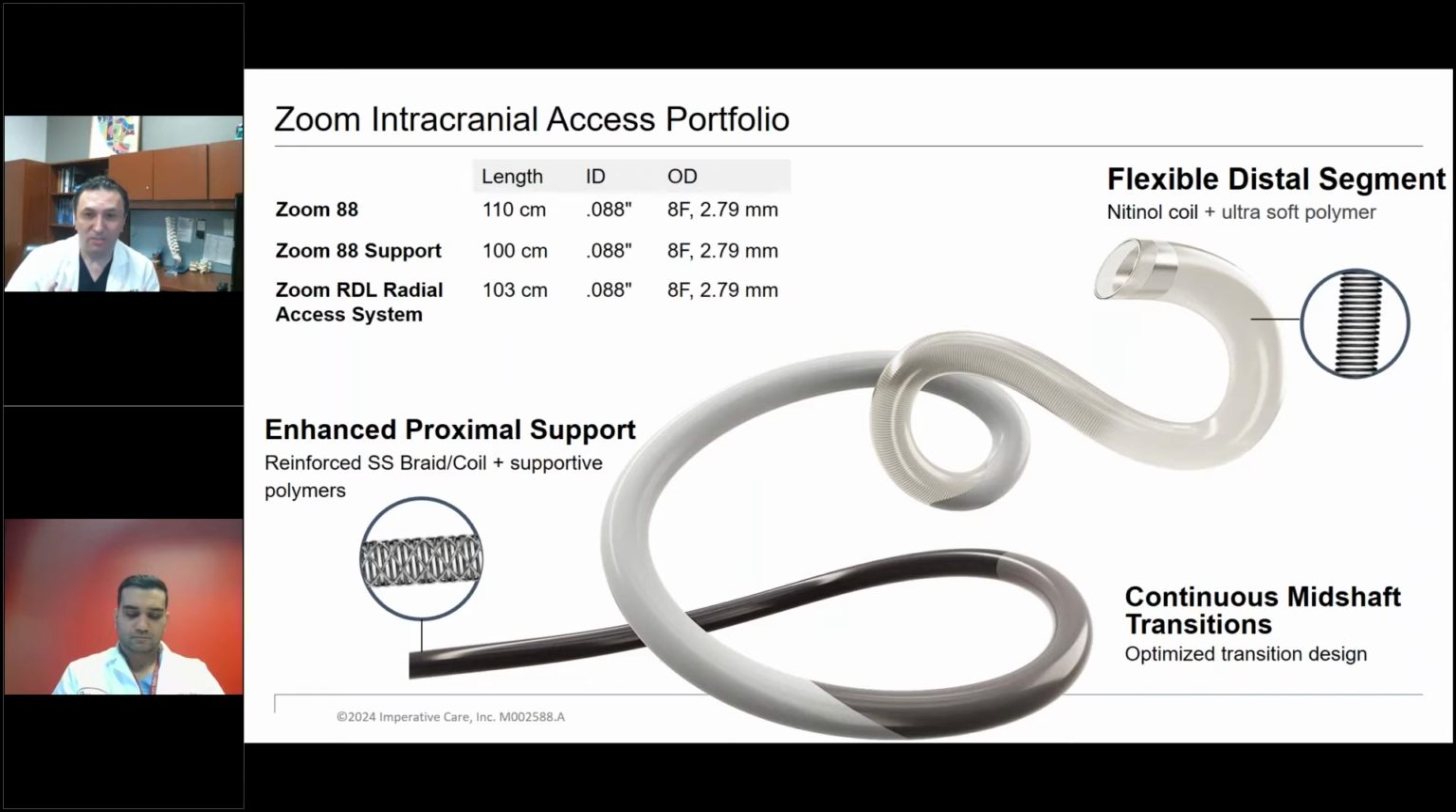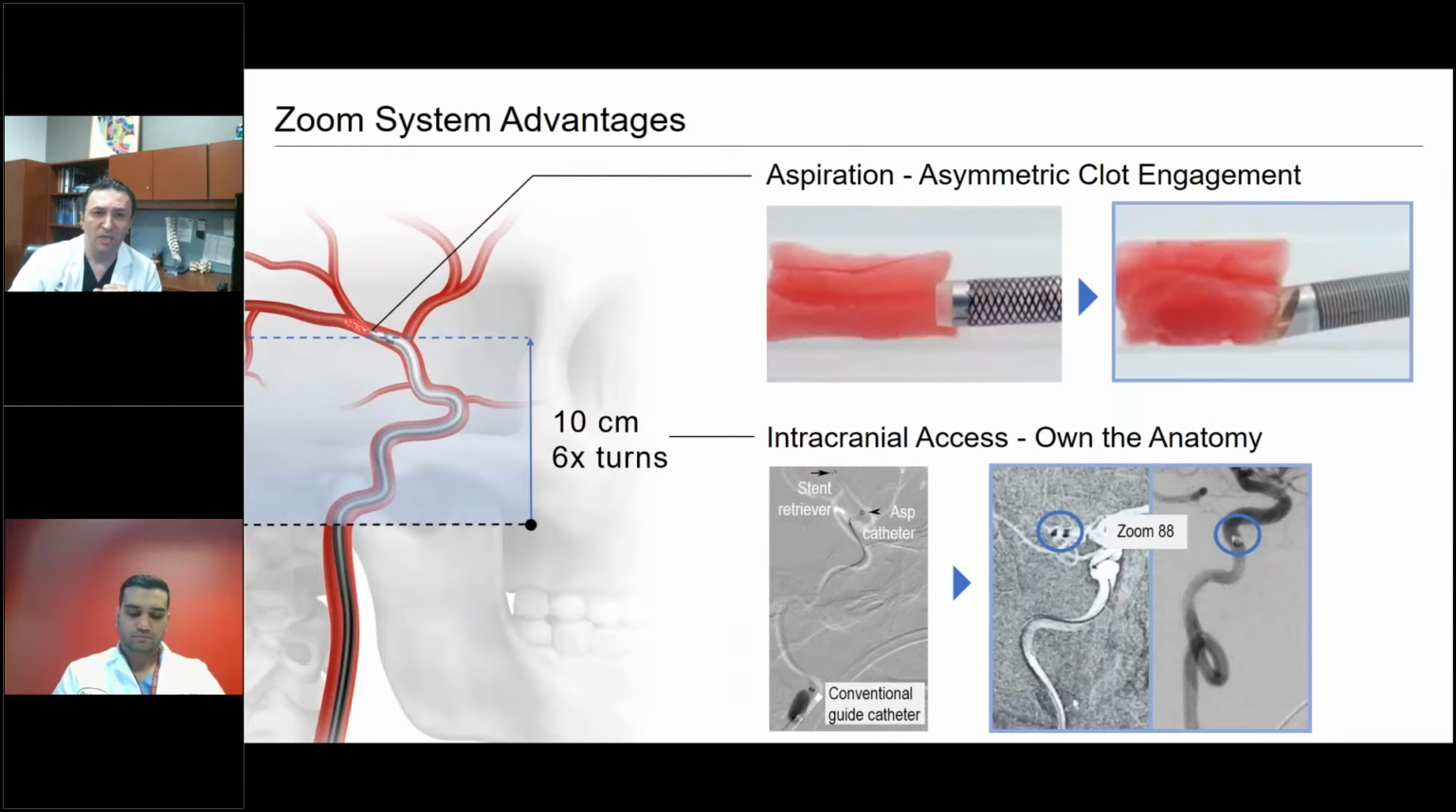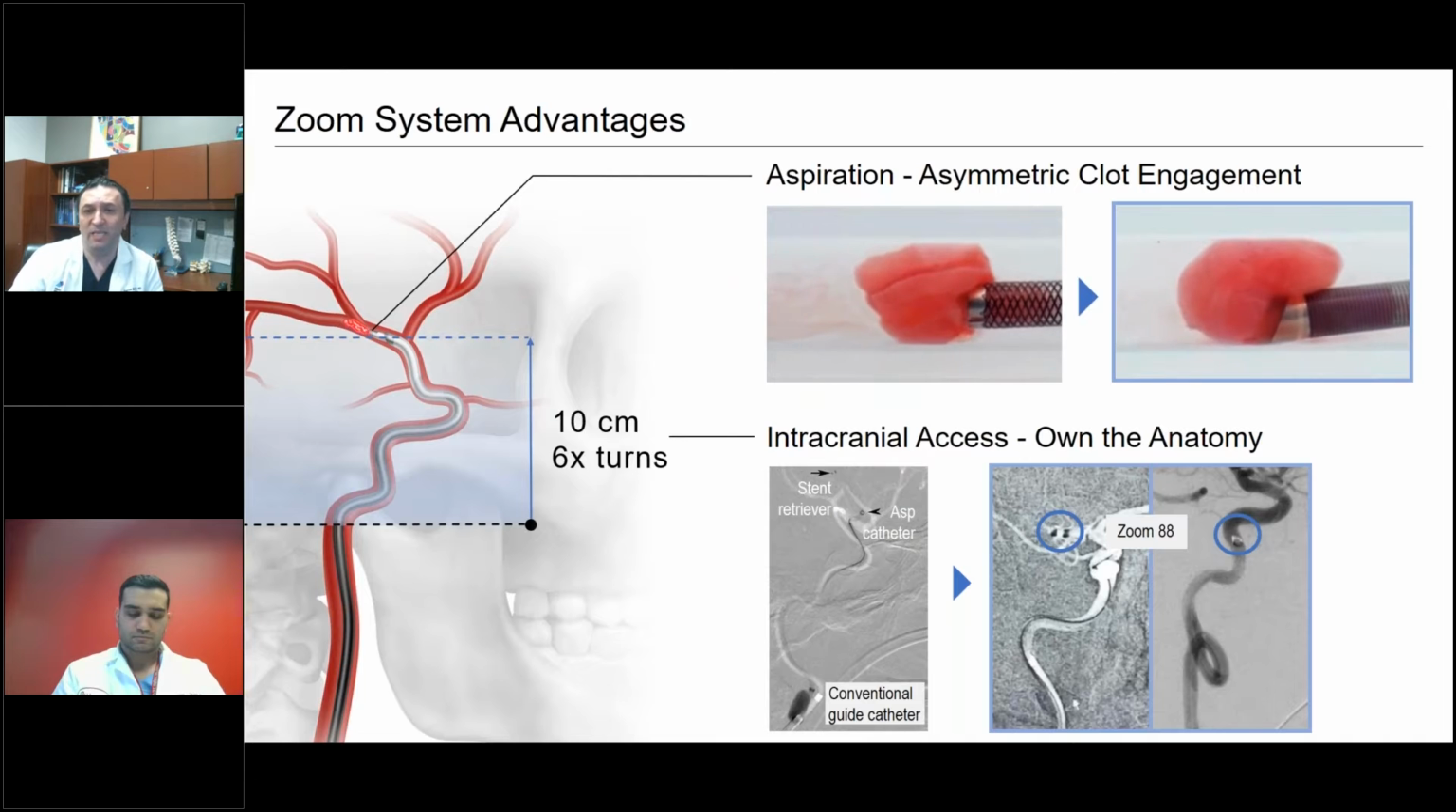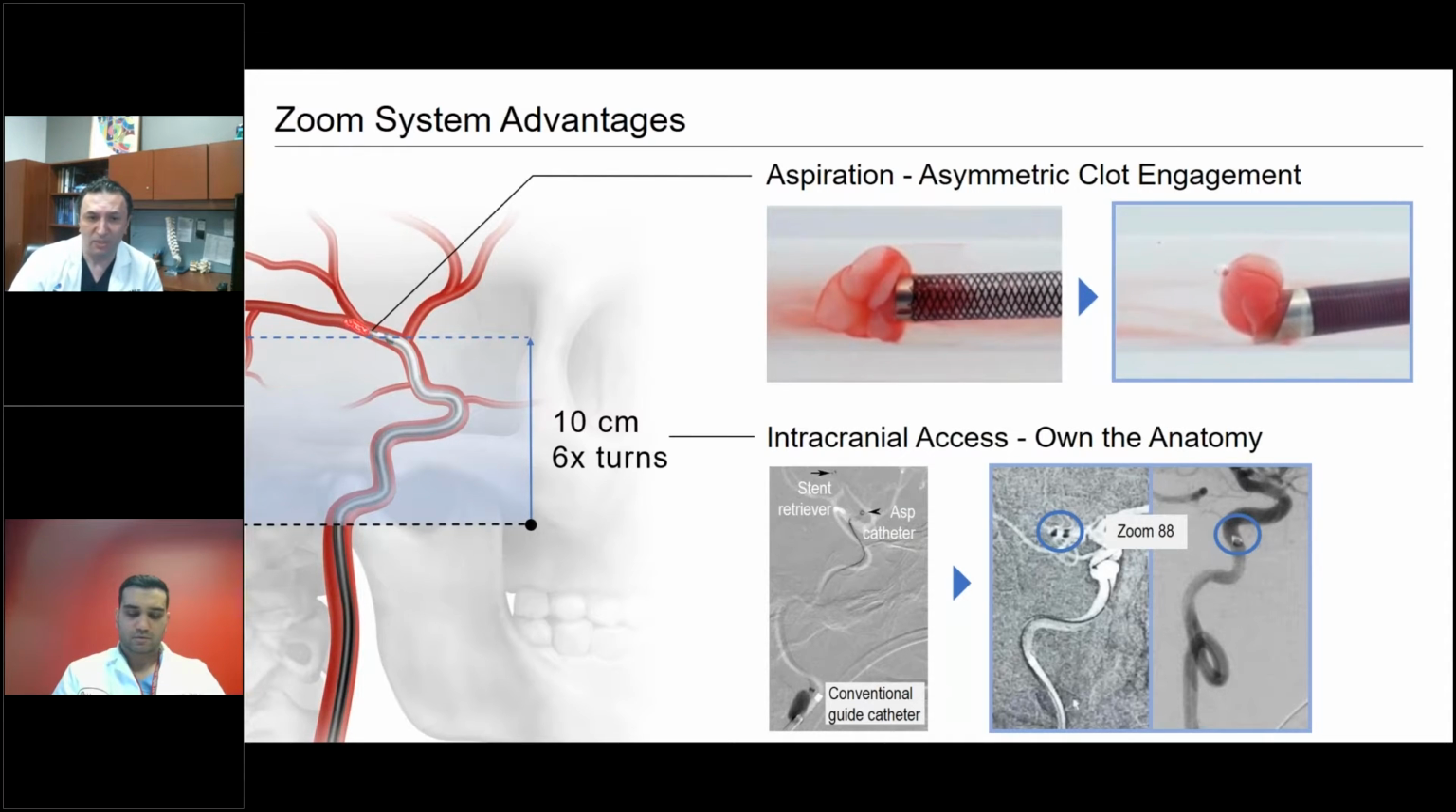The entire tower of power is built into this new generation advanced guide catheter. As you see, the Zoom 88 Support and Zoom RDL, ranging in length from 100 to 110 centimeters, are specifically designed to provide stable and supportive access to target anatomy. This is also showing other features of the Zoom aspiration system, including the bevel tip of the aspiration catheter, as you see in this video, maximizing the clot contact and facilitating the ingestion of clot into the aspiration catheter.